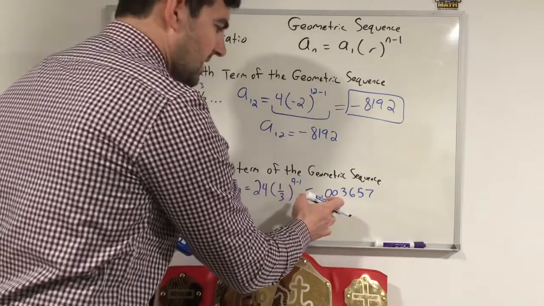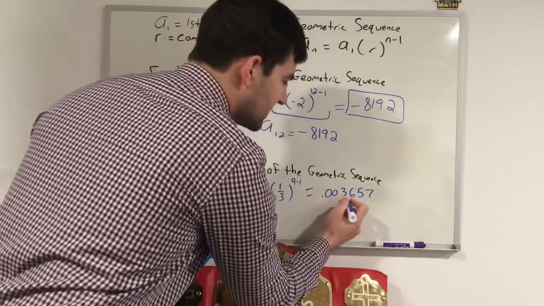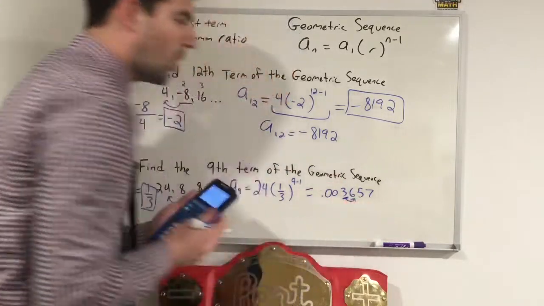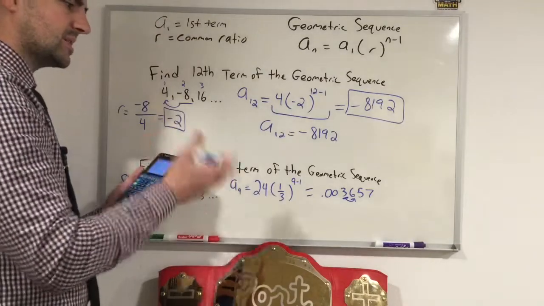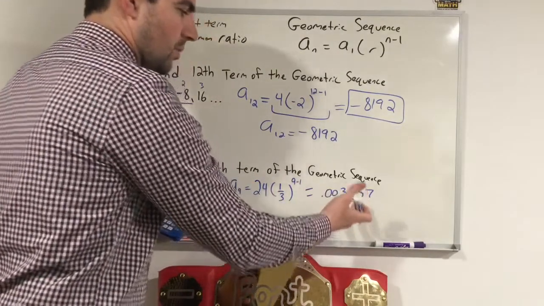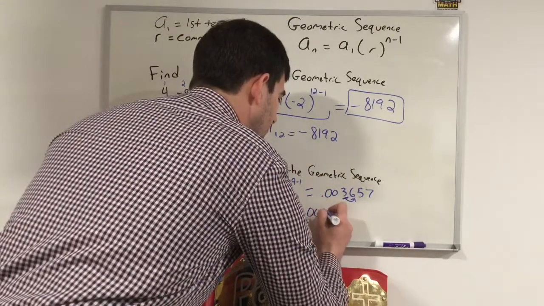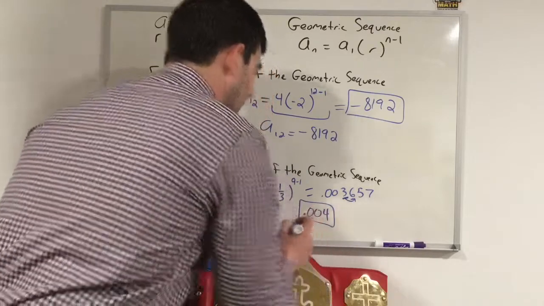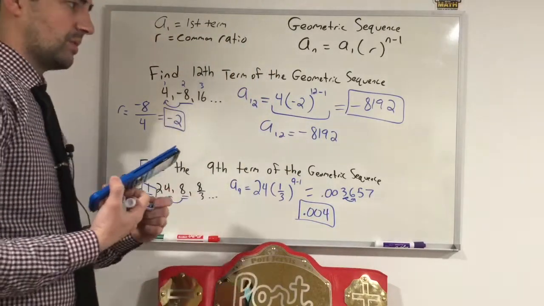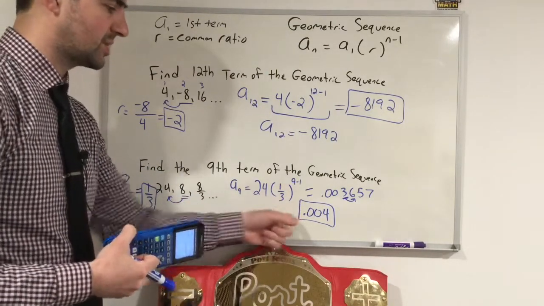So tenths, hundredths, thousandths. This is my value that I'm rounding. I check the next one over to determine whether it stays the same or gets bumped up. Since 6 will cause this to bump up, my final answer is 0.004. Again, we're getting into really small numbers. These are exponential functions, so they can be really big and really small. So my 9th term of this geometric sequence is 0.004.